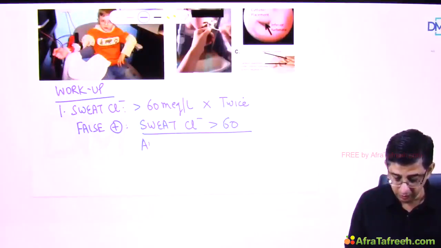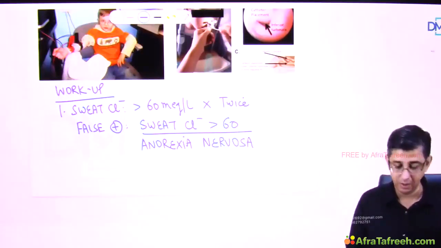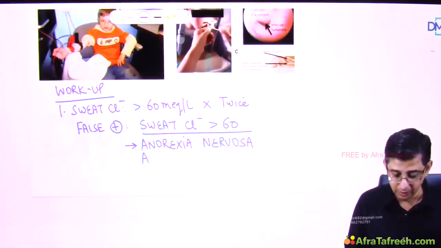So one is anorexia nervosa. That would be obviously a person who could be inducing vomiting and is avoiding food on a long-term basis with a body mass index of less than 18. Then could be Addison disease. That's an important point to be remembered.